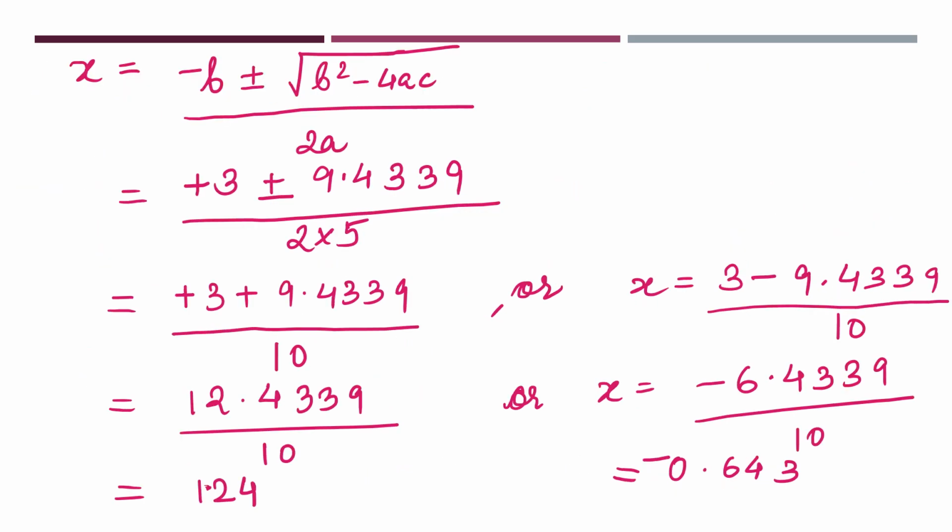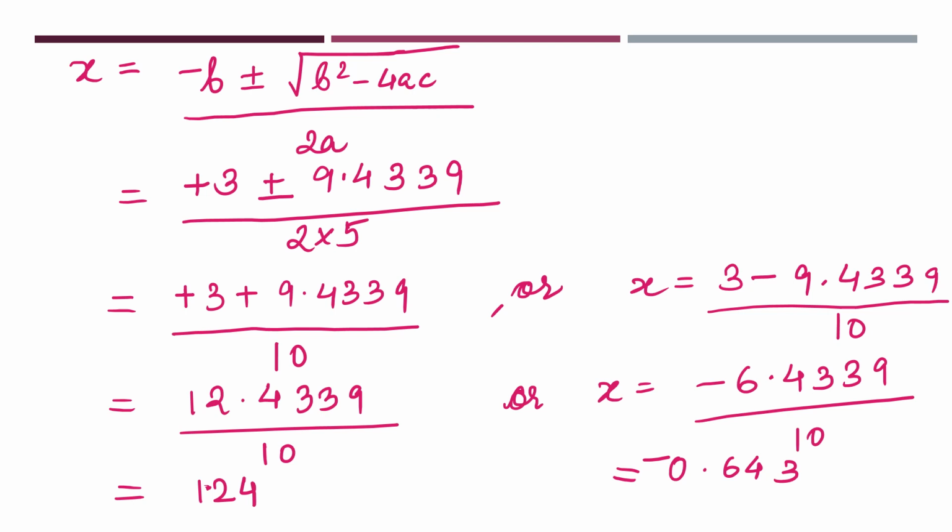So putting it in the formula, we get x is equal to minus b plus minus under root of b square minus 4ac upon 2a, that is plus 3 plus minus 9.4339 upon 2 into 5, that is plus 3 plus 9.4339 upon 10, or x is equal to 3 minus 9.4339 upon 10, which implies that x is equal to 12.4339 upon 10, or x is equal to minus 6.4339 upon 10.